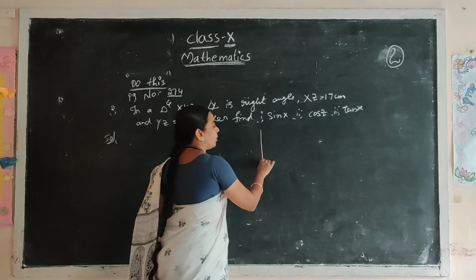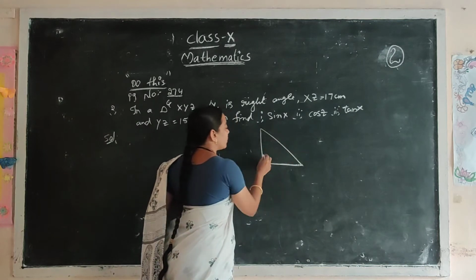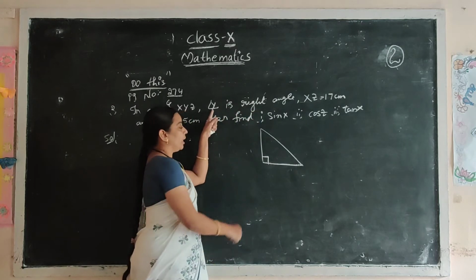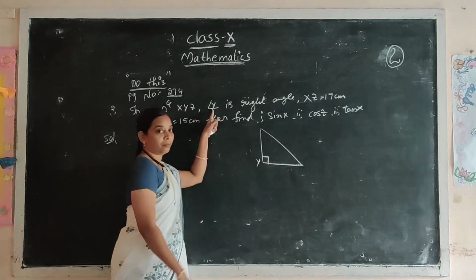So first of all, draw one right angle triangle. This is the right angle symbol. The right angle is at Y, so that's why Y is mentioned here.